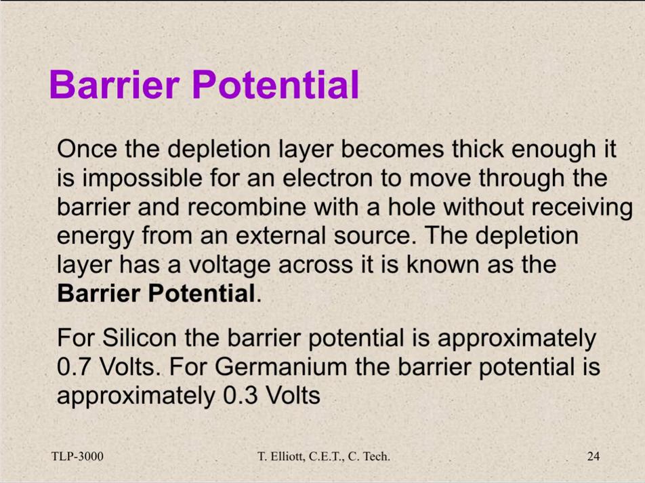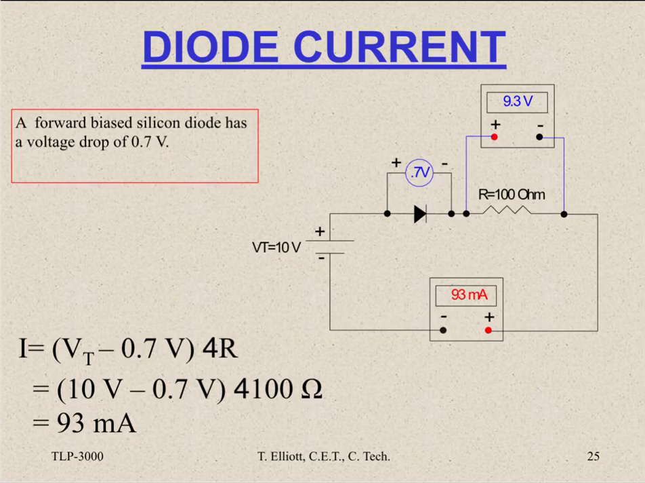Germanium is not used anymore, but I gather it's starting to make a comeback. Its main problem is it suffers from a much higher reverse leakage current than silicon. But it does have its applications.